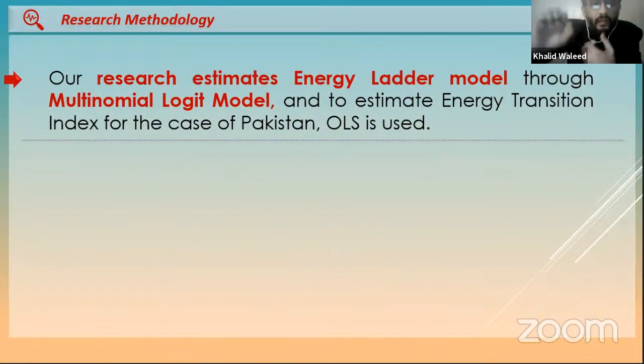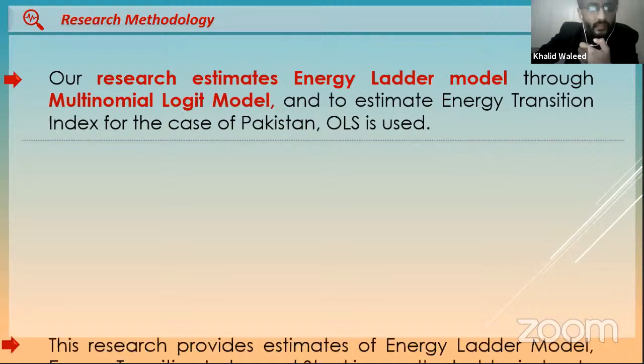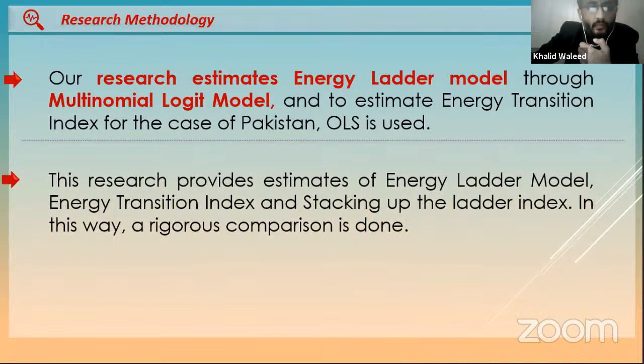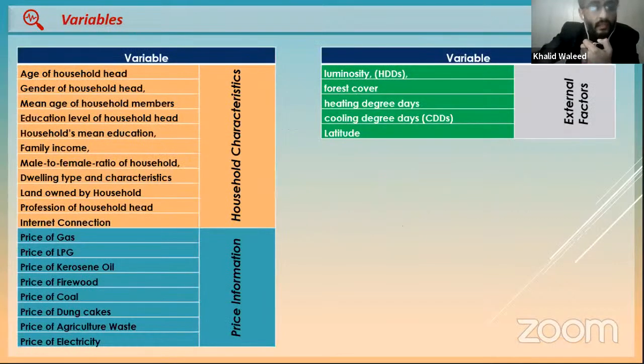Okay, after formulating our energy transition index, we have used a multinomial logit model to estimate the energy ladder model, whereas we have used OLS to estimate the energy transition index for the case of Pakistan. This research provides estimates of the energy ladder model, energy transition index, and stacking up the ladder index. In this way, a rigorous comparison is done.